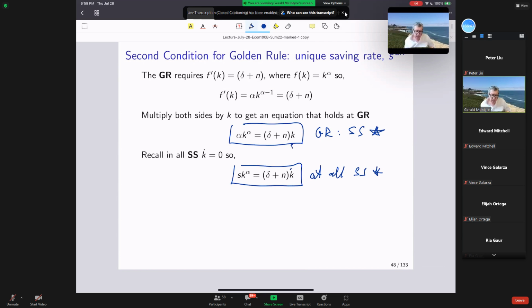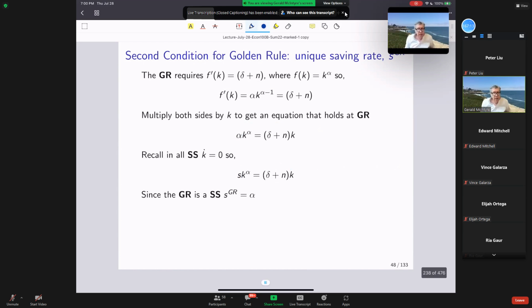If we compare them term by term, what must be the case? It must be the case that this savings rate is equal to alpha. Since this must hold in the golden rule, and this must hold in the steady state, and the golden rule is a steady state, it must be the case that the savings rate is equal to alpha in the golden rule steady state. And that's the condition.